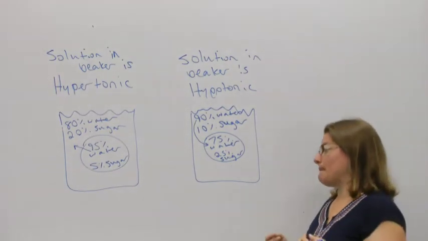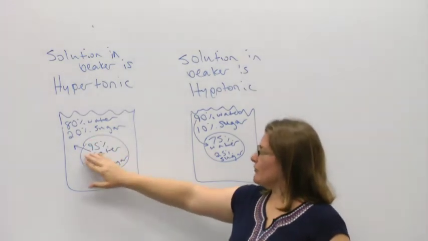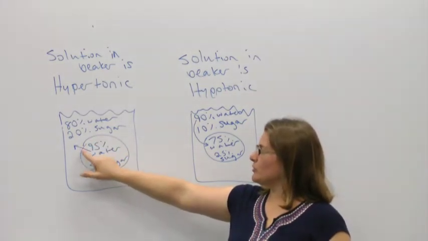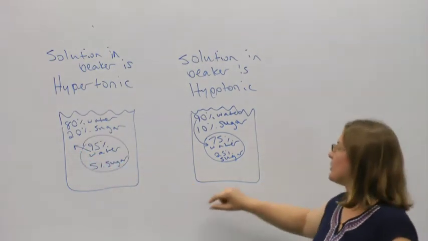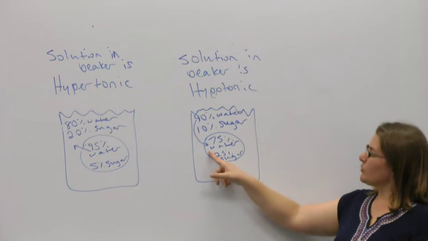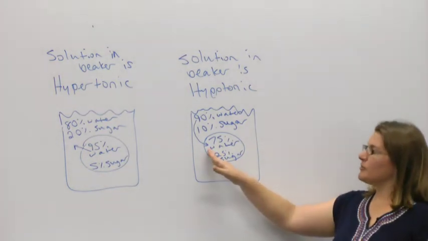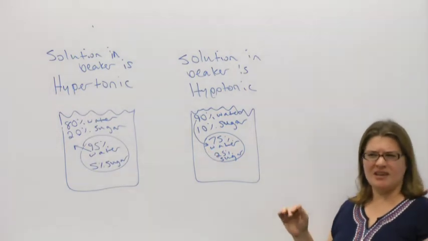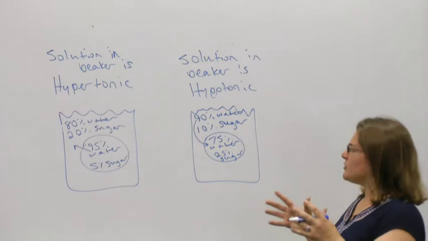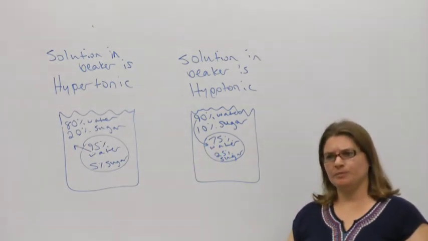Okay? All right, so animal cells and plant cells. Animal cells will shrivel in a hypertonic solution. They'll lose water. Plant cells will plasmolyze. They lose water. Animal cells would burst or lyse in a hypotonic environment. Plant cells would have turgor pressure in a hypotonic environment. Okay? Is that helpful? You have to consider the concentration of water and sugar on both sides of the membrane.